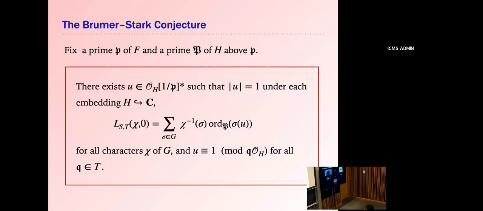So the T has to play a role. If the T plays a role on the left side, it has to affect the right side. So the U does depend on the set capital T. And the condition that it satisfies is that U is congruent to 1 modulo all primes of H that live above T. Okay, and when you make that specification, the U becomes unique, not just up to multiplication by a root of unity, but unique on the nose.